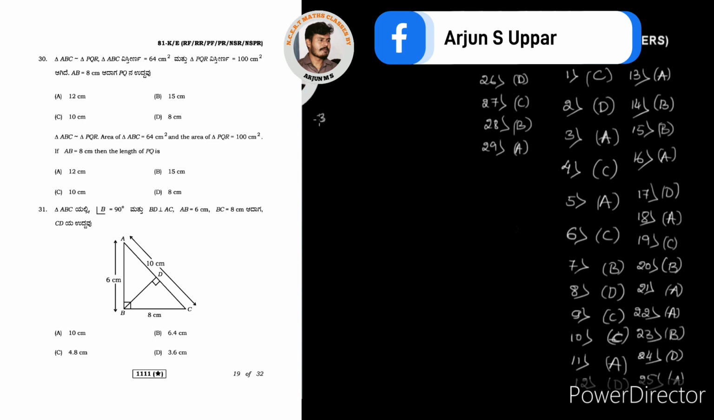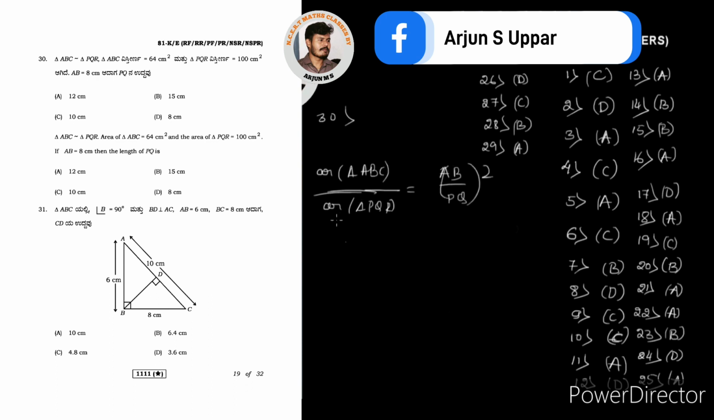So now next question, 30th question. Triangle ABC is similar to triangle PQR. Area of triangle ABC is 64 centimeter square. So area of triangle ABC divided by area of triangle PQR is equal to, we already know the statement for areas of similar triangles: the ratio of the areas of two similar triangles is always equal to the ratio of the squares of their corresponding sides. So that's why (AB by PQ) whole square.